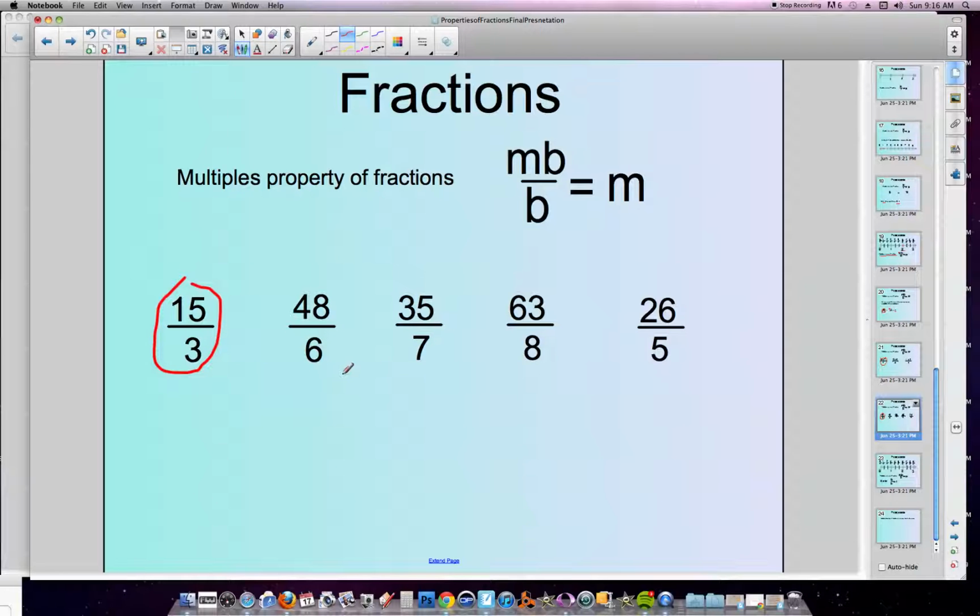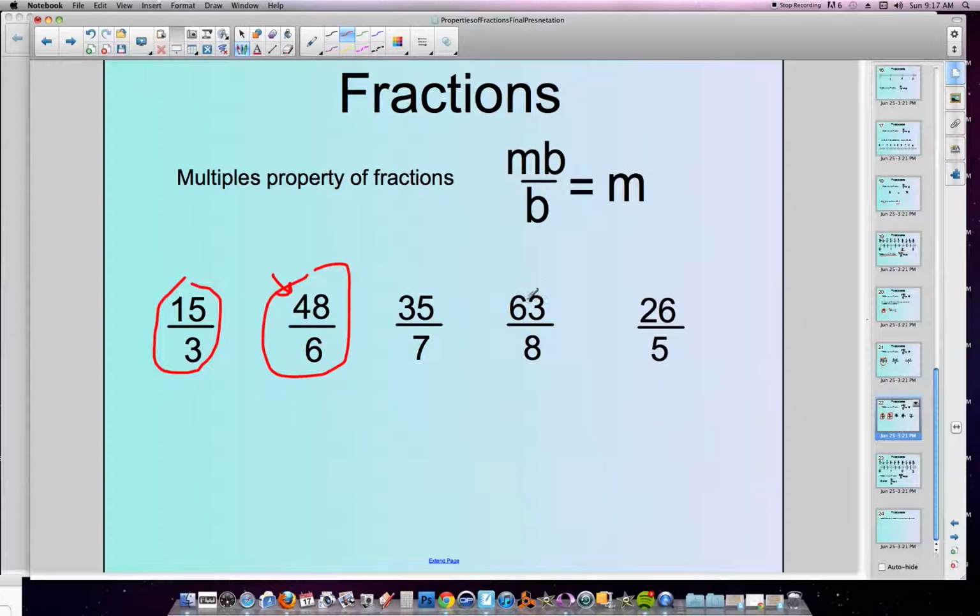And 48 over 6, is this a multiple of 6? Is there some number times 6 that equals 48? Well, let's see. I'm not sure. 5 times 6, that's 30. No, okay. What's 6 times 6? 36. 7 times 6, what's that? That's going to be 42. 8 times 6. Hey, 8 times 6 is 48. So this is 8 times 6 over 6. That means that this must equal 8. 5 times 7 is 35, so this is 5, and we can see on and on.